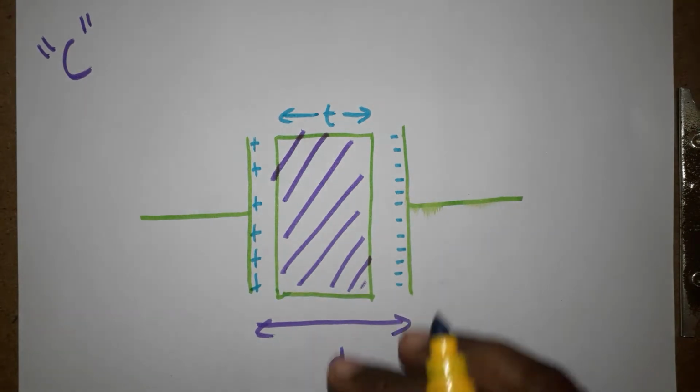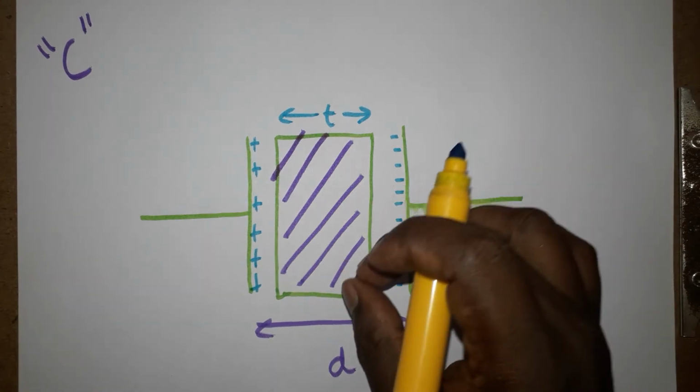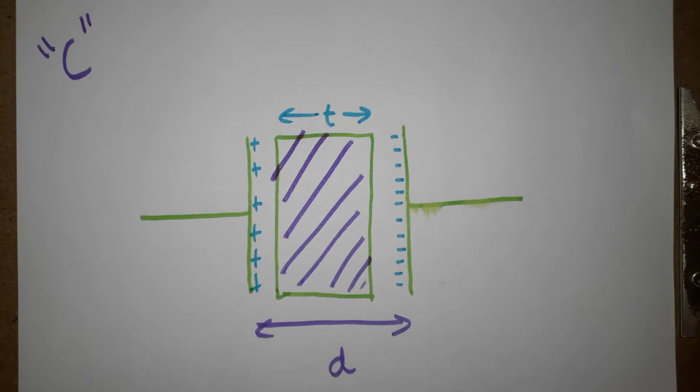Now we are going to see how to derive the equation when we place a dielectric material inside the two parallel plates. What is the equation we are going to get? That is what we are going to derive.